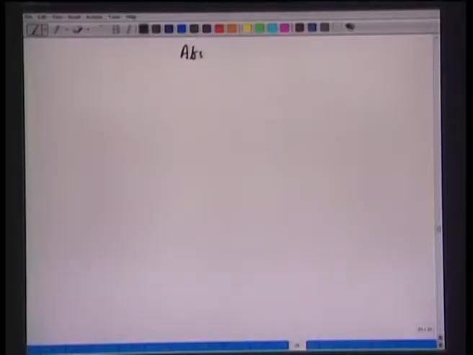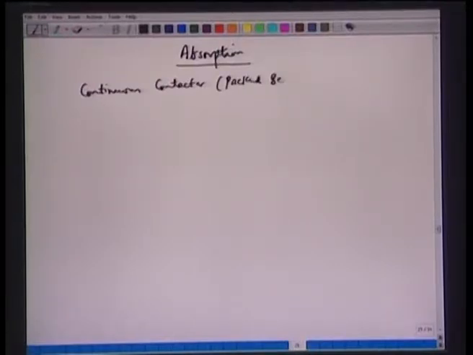So what we have here is absorption. We look at a continuous contactor. So essentially we have a packed bed and we have counter current flow.